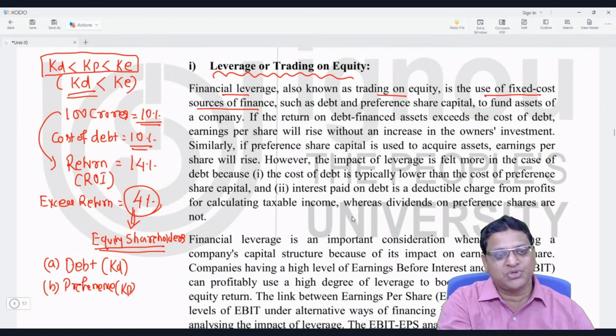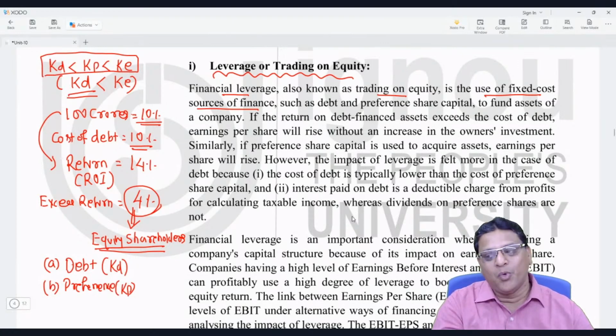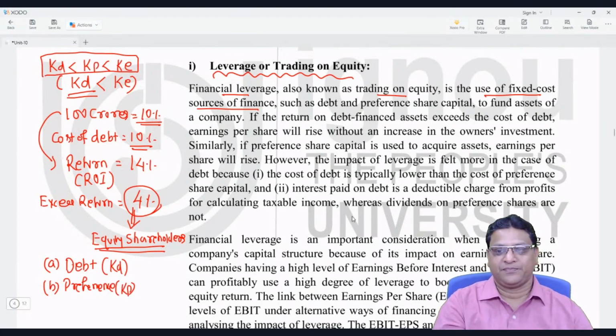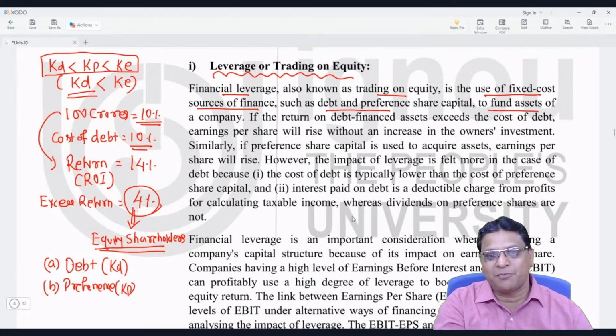Hence, if we use debt capital or preference share capital and generate a return more than the cost of debt capital and preference share capital, the rest will go to equity shareholders. And this concept is known as trading on equity. So financial leverage or trading on equity is the use of fixed cost sources of finance such as debt and preference to fund assets of a company.